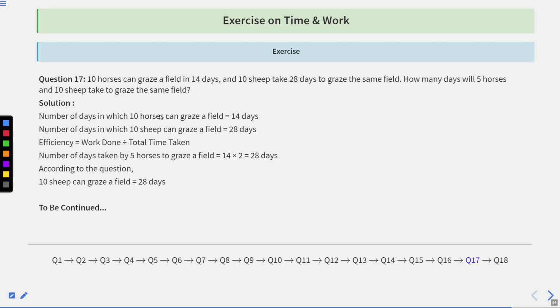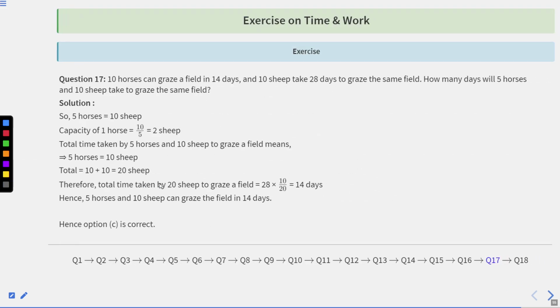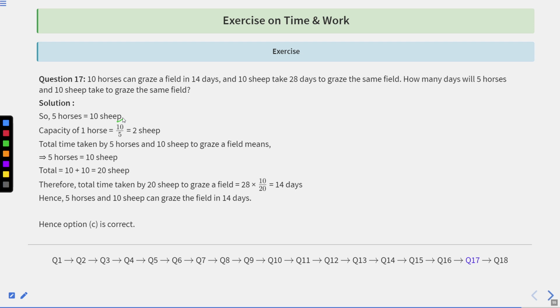The number of days in which 10 horses can graze a field is 14 days. The number of days in which 10 sheep can graze a field is 28 days. This is given to us in the question. The efficiency is equal to work done upon total time taken. So the number of days taken by 5 horses to graze a field will be 14 into 2, that is 28 days. According to the question, 10 sheep can graze a field in 28 days. So 5 horses is equal to 10 sheep. So the capacity of one horse is equal to 10 upon 5, that is 2 sheep.